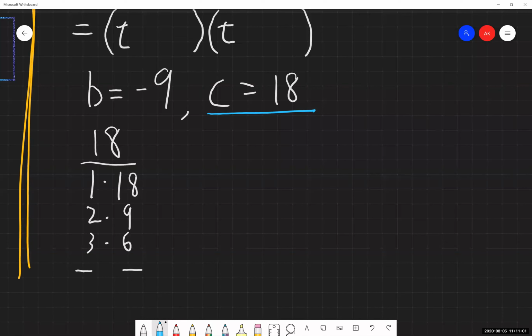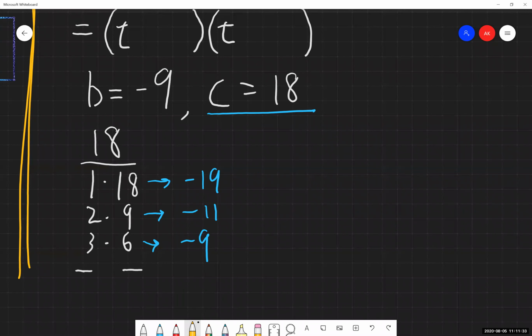Now we can go through and determine, when I add these things together, what are my results? -1 minus 18 is -19. It's not what we're looking for, but that's fine. -2 minus 9 is -11. Getting closer, but still not the one we're looking for. And then -3 minus 6 is -9. Hey, that's the one we needed. That matches our b value.